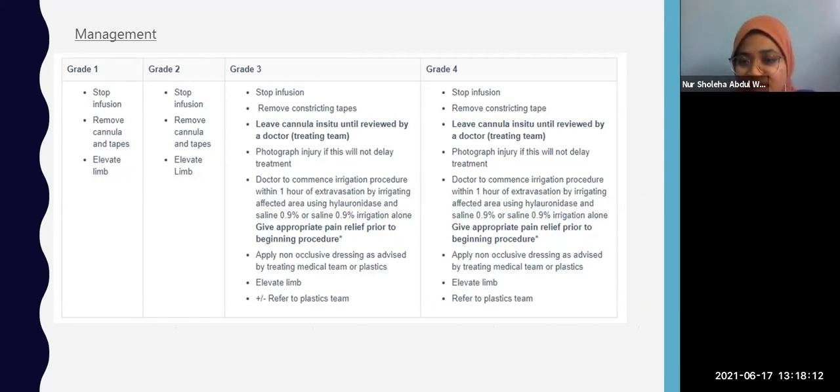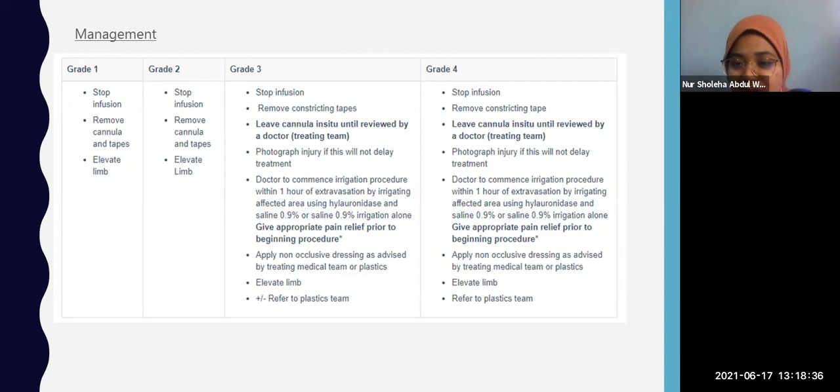For grade 3 and grade 4, we also need to stop the infusion. We need to remove the constricting tapes. We need to leave the cannula in situ until reviewed by the doctor. And then we need to photograph the injury, if this does not delay the treatment.